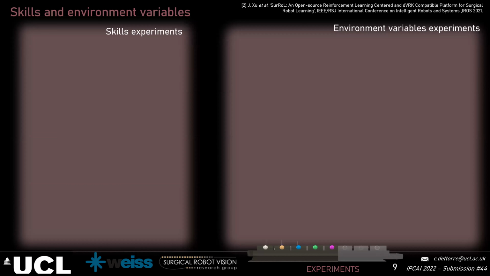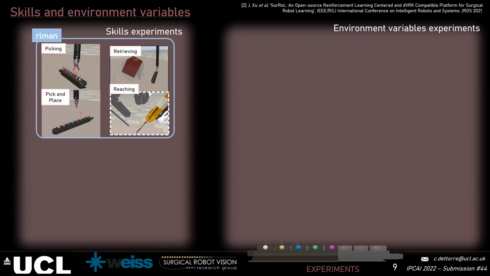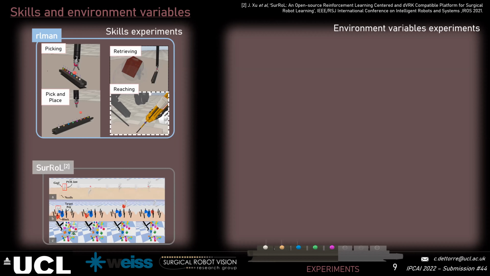Overall, we ran 2 sets of experiments. The first one, training different manipulation skills and comparing the results with the benchmark found in the literature. Specifically, we defined 4 different subtasks, such as reaching, picking, retrieving, and pick and place. And we compared the results obtained in RLMan with similar tasks trained in SurRoL.